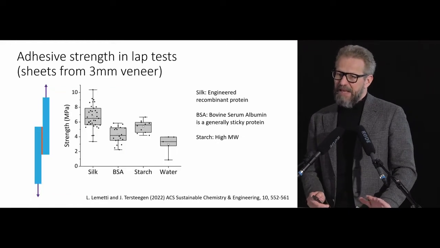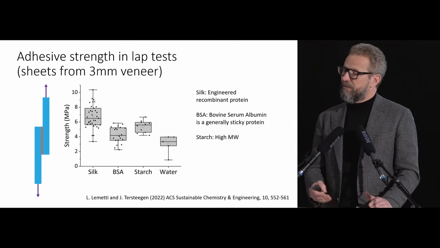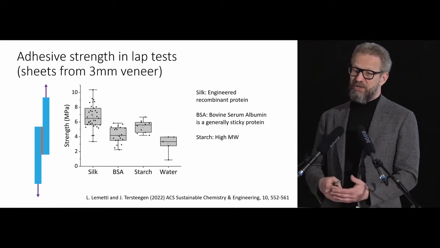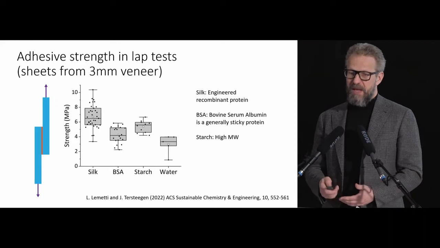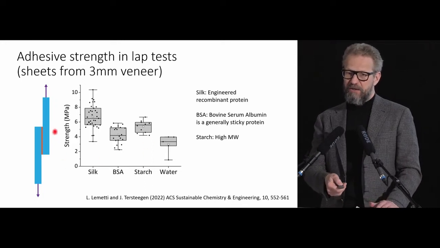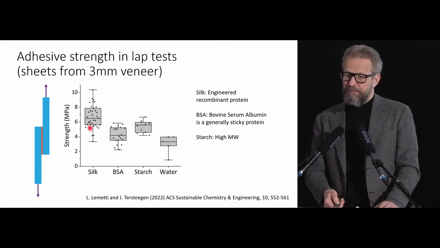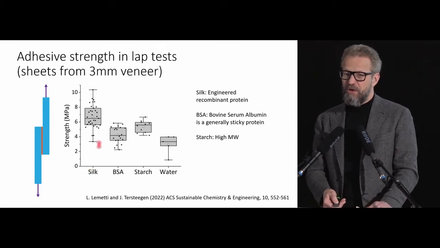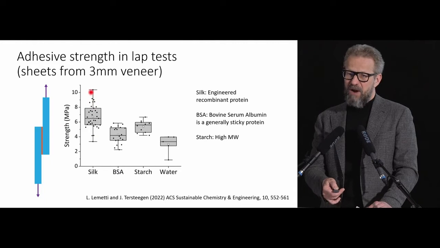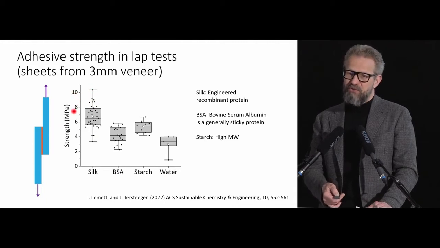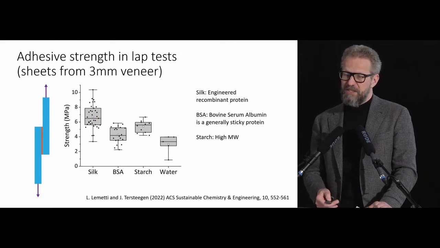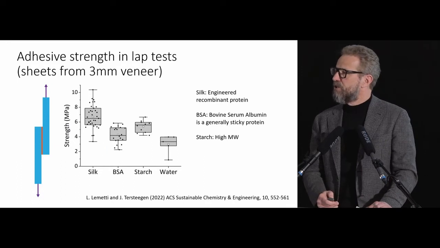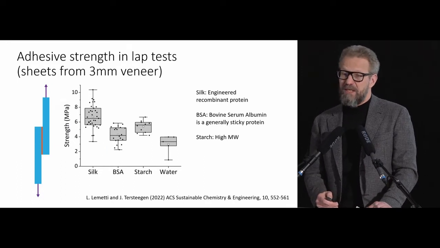Okay, and this is the result from just lab tests, shear strength tests. Illustrating here, you've got the two sheets of cellulose, the adhesive in between, and this is the result. So for silk, the protein that I was showing, the computer simulation and so forth, had actually quite a large spread. We could come up to strengths of 10 megapascal, averaging around 7 megapascals, but some samples were actually surprisingly and disappointingly weak.